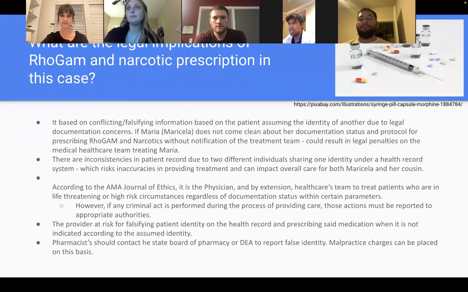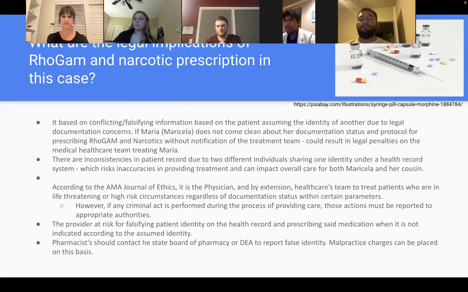Thank you, Brennan. So what are the legal implications of prescribing RhoGAM and narcotic prescriptions in this case? I think this ties back to what Harshal and Brennan are also going to stress later on too. It's based on the idea of falsifying information on the patient, assuming the identity of another, due to legal documentation concerns. In Maricela's case, who's posing as Maria, if she does not come clean about her documentation status and protocol for prescribing RhoGAM and narcotics without notification of the treatment team, or if that's not made known between the pharmacist and the healthcare team that is seeing the patient at large, this could result in legal penalties on the medical healthcare team overall in terms of treating Maria.